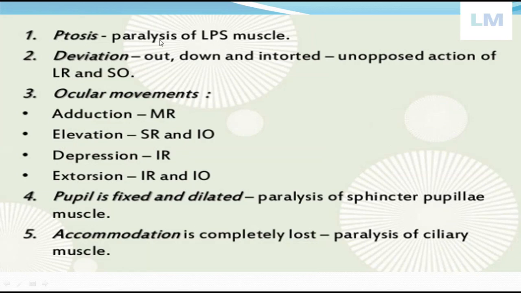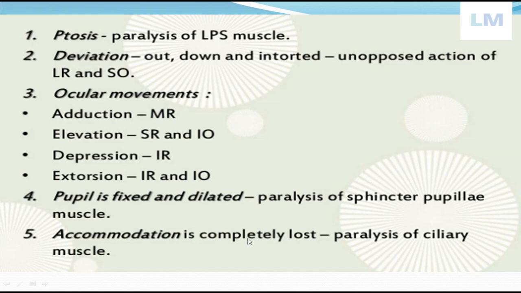So in summary, ptosis due to paralysis of levator palpebrae superioris, deviation or the external strabismus because of the unopposed action of the lateral rectus and superior oblique. These are the ocular movements which are actually lost. Adduction, elevation, depression, extorsion are lost due to paralysis of all the muscles. The pupil becomes fixed and dilated due to paralysis of constrictor pupillae or sphincter pupillae, and the unopposed action of dilator pupillae makes the pupil dilate.